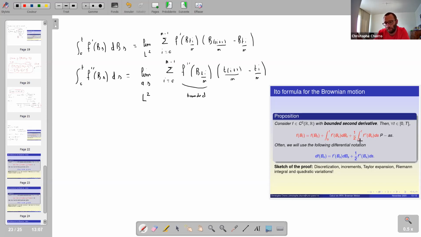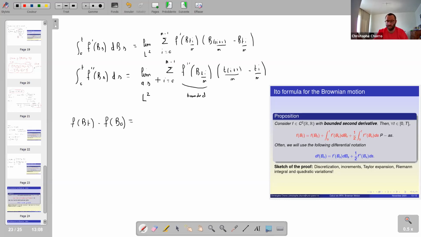So both integrals may be defined as limits in L2 of sums, involving in the first case increments of the Brownian motion, and in the second case increments in the classical sense. And I want to prove that f of B_t minus f of B_0 is equal to this limit plus 1/2 this one. First of all, I see that in the definition of my integrals, I have a discretization involved. We are going to make the discretization appear.